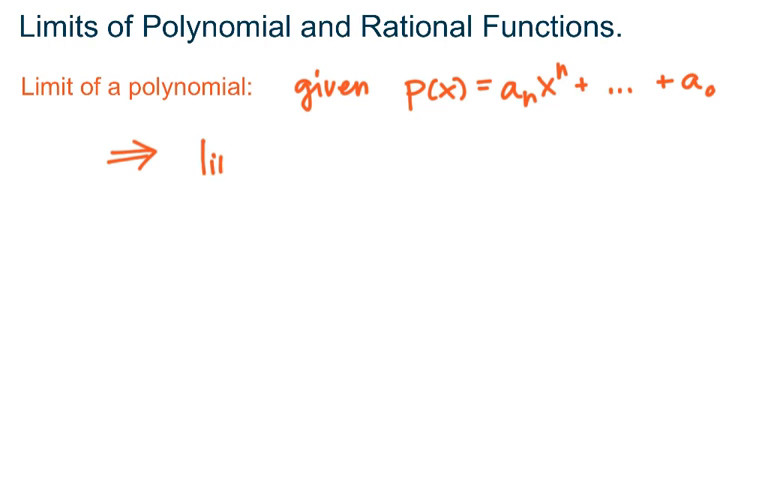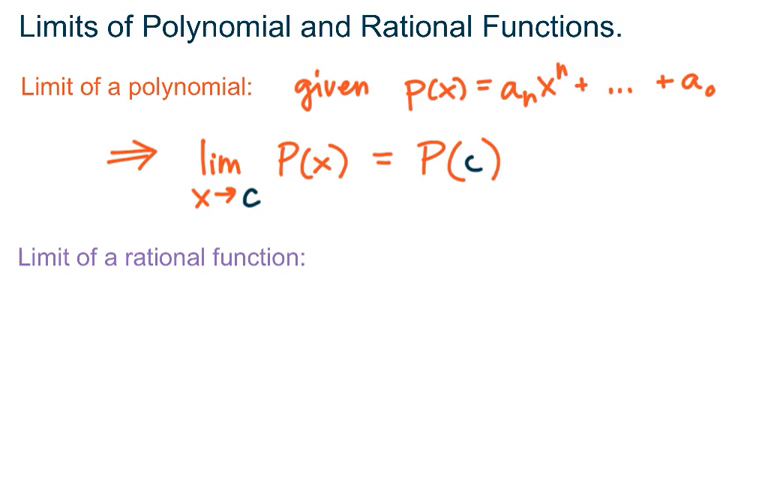If we have some polynomial, then the limit as x approaches some number c for that polynomial function is going to equal the polynomial evaluated at c, or p of c. So if we're given the limit of something that's a polynomial, we just want to evaluate the polynomial at that x value we are looking to approach.